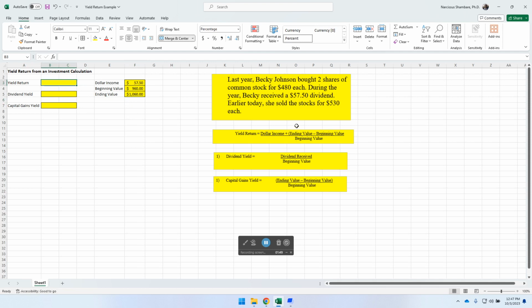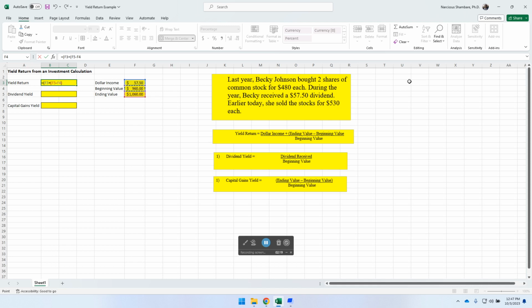So here we take a quick look now at how we can actually calculate the yield return. So the overall return is actually made up of, so equal sign, open parenthesis, and we know the dollar income is going to be our dollar income plus, open parenthesis, the ending value, which was the 1060, minus the beginning value, which is $960. And then what do we have here?